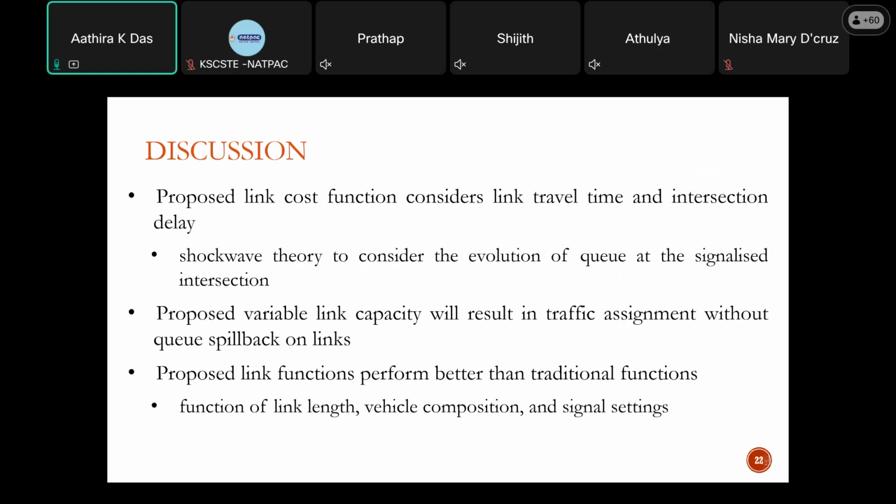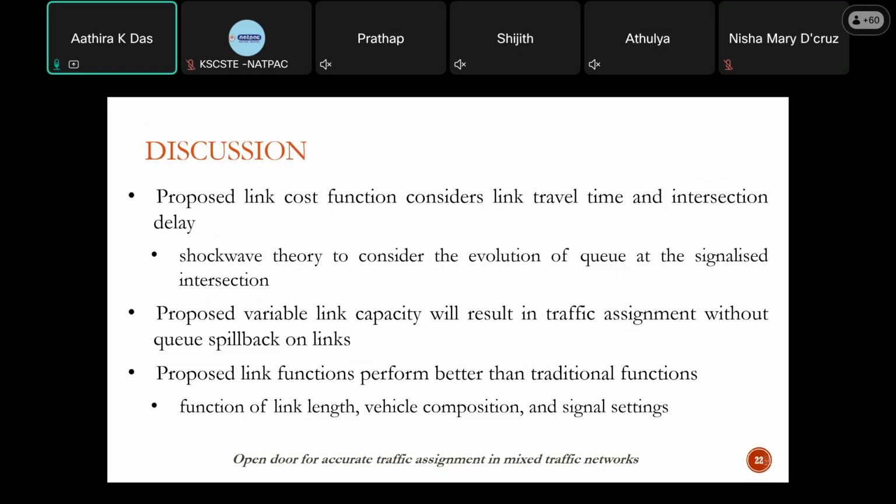The link cost and capacity functions are functions of the link length, that is the geometry, the vehicle composition, which comes into the picture through the flow parameters, and the signal settings, that is the red duration and cycle duration. Therefore, this opens the door for accurate traffic assignment in mixed traffic networks.